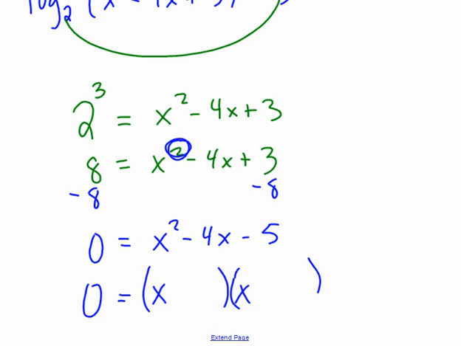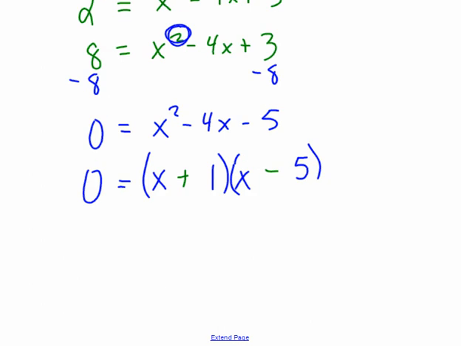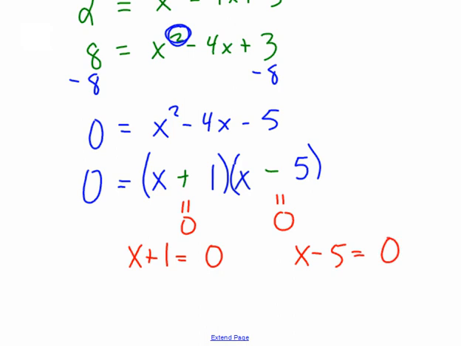All right, so I need two numbers that multiply together to give me 5. Well, there's only two of them, 1 and 5, and they have to add to -4, so the 5 has to be negative. The 1 has to be positive. Last thing we do is we set each one of these equal to 0. Some of you may remember that benchmark that we all had to pass in order to proceed with the factoring.